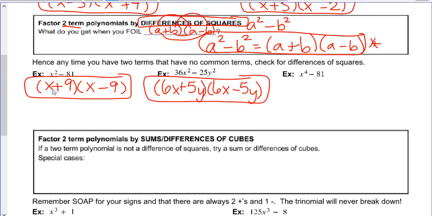Now, each one of these had a power of 1 on the variable whenever I broke them down. So once you get that, then it is prime. You are done. You can't go any further. But let's look at this one. Let's see if we can go further with the factors.